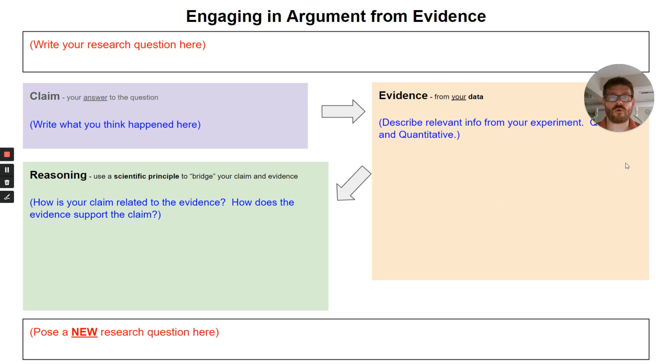Give me some evidence for it over here. Go back to your graph, go back to your data table, go back to any other observations you made. That goes here. Finally, reasoning, tie it all together, right? You got to link these two together to get to your reasoning. Okay, this is where you sort of like convince me of what happened.